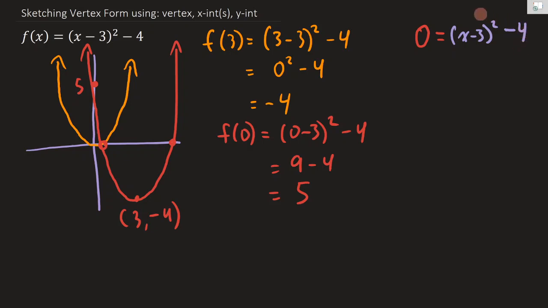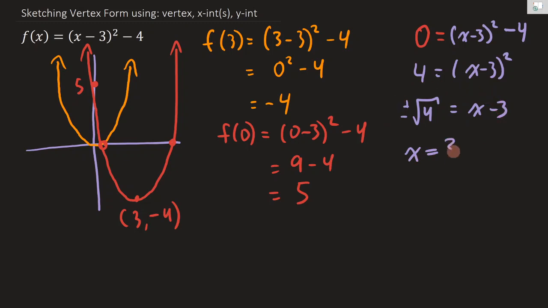So this -4, when it moves to the other side, becomes +4. Remember, the opposite essentially of squaring is plus or minus square rooting. So plus or minus, root 4 is 2. And this 3 we're going to bring to the other side to be +3. So x is 3 plus or minus 2, which is 3 minus 2 is 1, and 3 plus 2 is 5. So there you have it. You've got your vertex, your two x-intercepts, and your y-intercept.